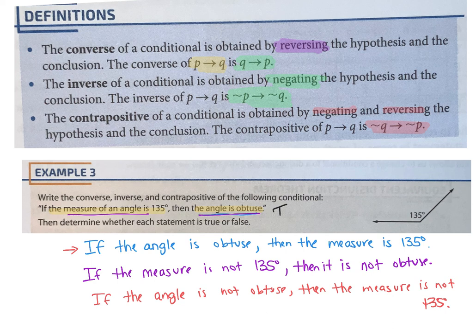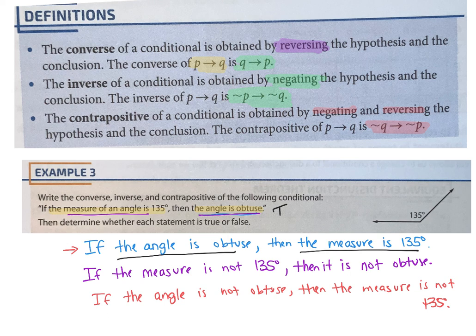Now, all you have to do is present me with an example that meets the hypothesis but does not meet the conclusion, okay? Just like your example with your parents. If you meet the hypothesis and the conclusion is not met, it is false, okay? So, if the angle is obtuse, then the measure is 135. Can you present me with an example where you have an angle that is obtuse, but the measure is not 135?